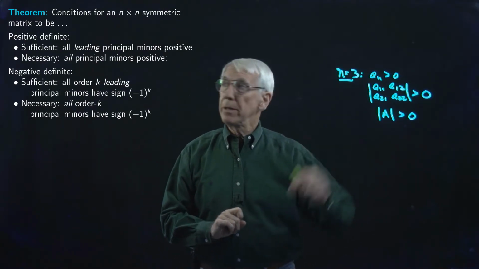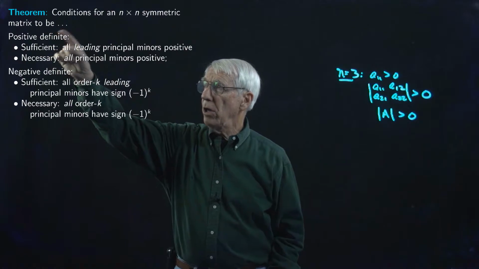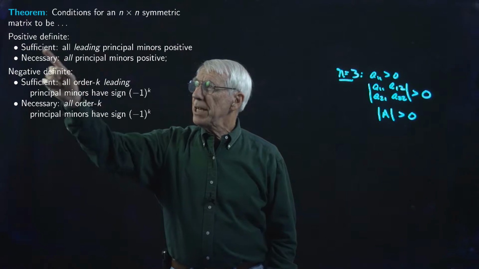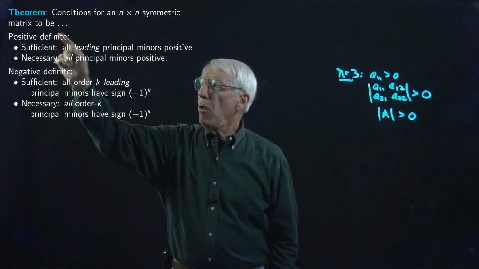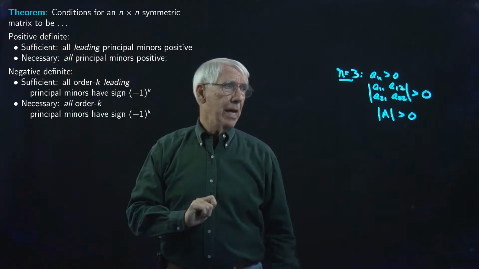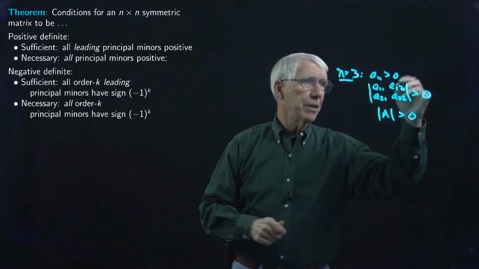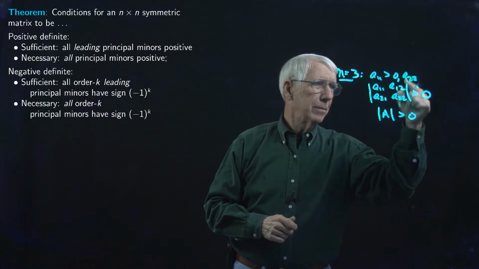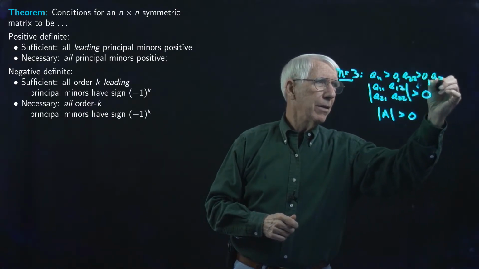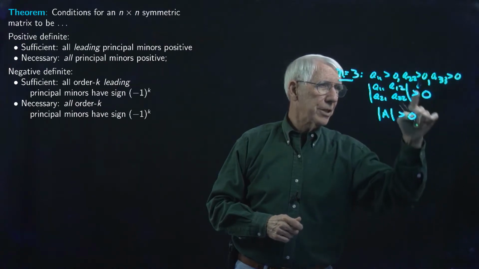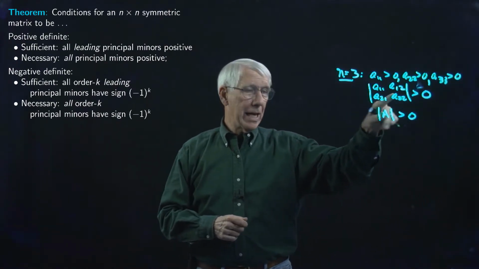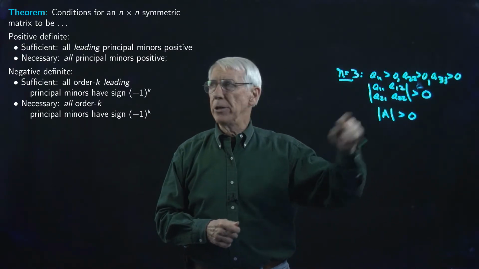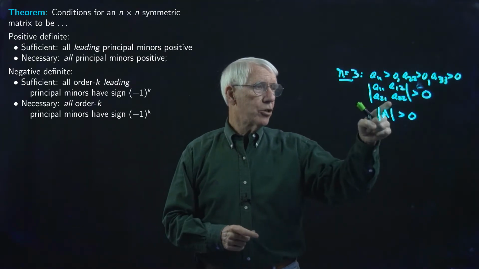So this is sufficient, as this says here. All leading principal minors are positive. But then it says necessary is all principal minors have to be positive. And that means that not only does this have to be positive, but A22 positive, and A33 positive. And it also says that, and I'm not going to write all these down, all of the order 2 principal minors have to be positive, and there are 2 more of them.